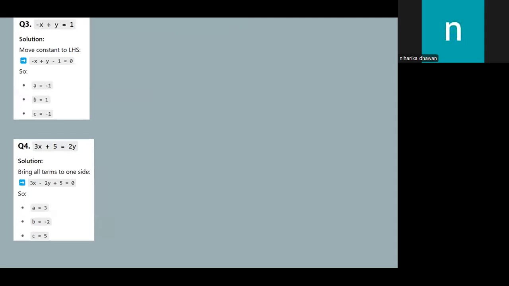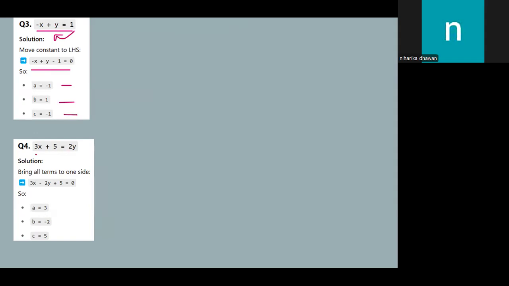Let's move to the next question. Minus x plus y equal to 1. Again here we have shifted 1 to the left hand side. So we will get minus x plus y minus 1 equal to 0. Here we have a equal to minus 1, b equal to 1, c equal to minus 1.